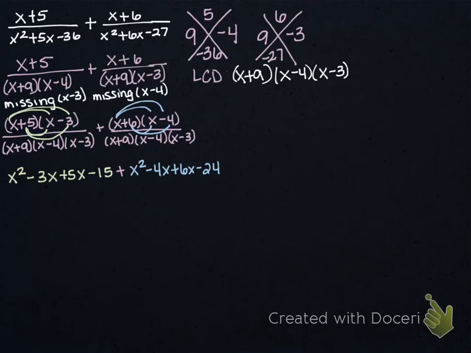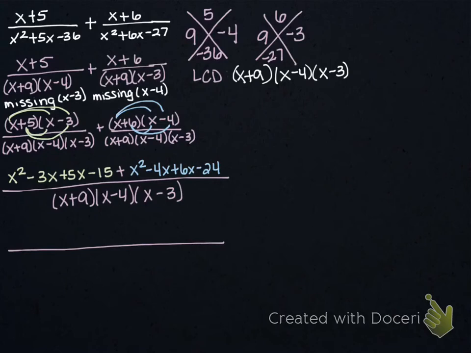I'm going to rewrite the whole thing over the same denominator. Let me switch back to that purple color because this is all part of the original problem. X plus 9, x minus 4, and x minus 3. The purple hasn't changed between this step and the previous. The green has been multiplied out, and the blue has been multiplied out. And now I need to be able to reduce my fraction. The denominator will stay the same, so we might as well write it in.